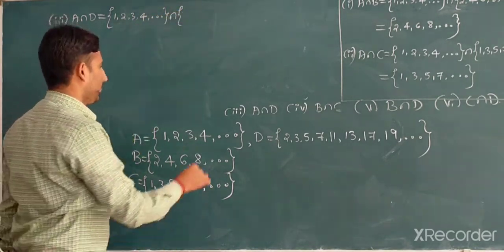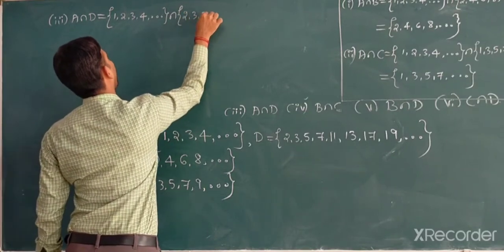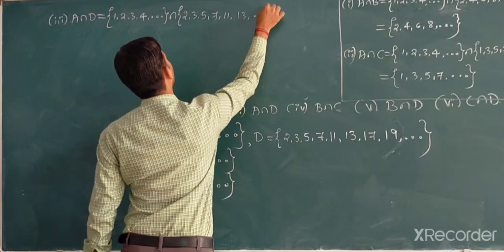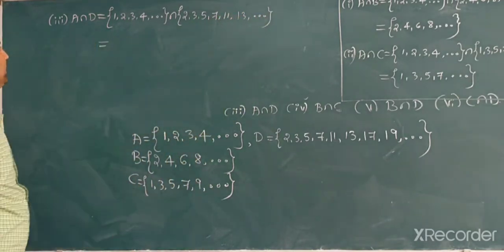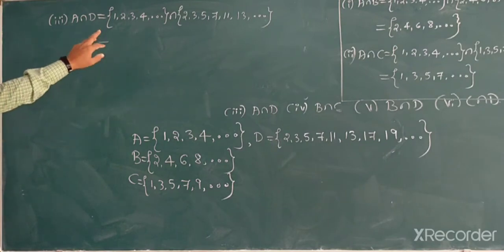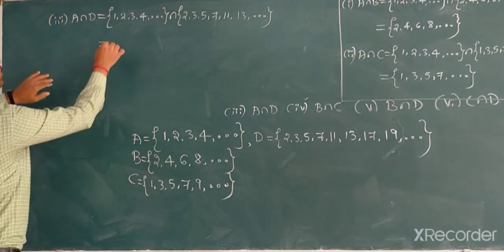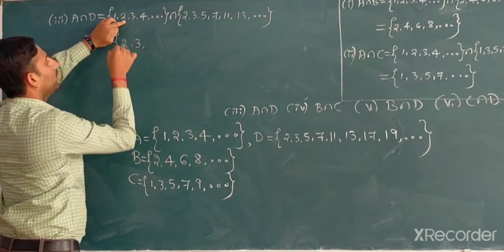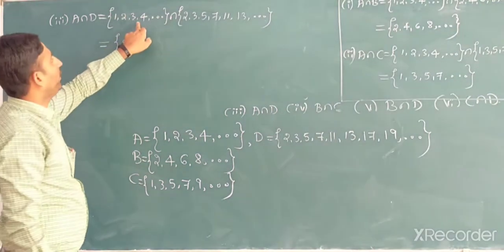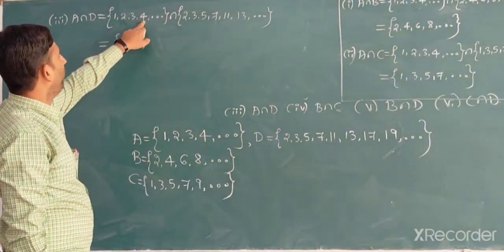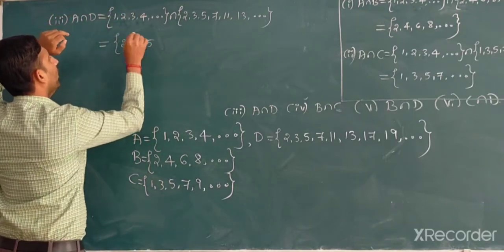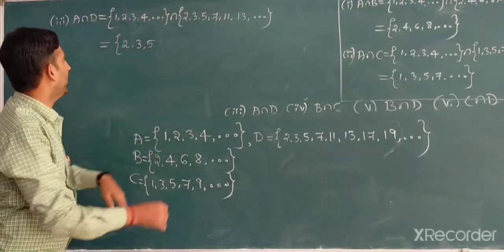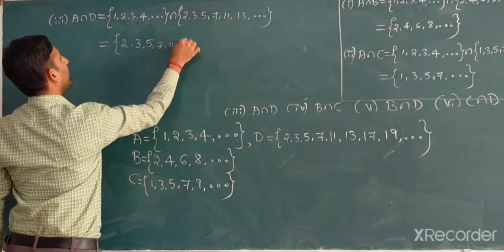D is 2, 3, 5, 7, 11, 13. A intersection D means the intersection is 2. One is not an element. 2, 3. 5 is there. After that, 7. Here also 7. Therefore, 2, 3, 5, 7, 11, 13 like that.